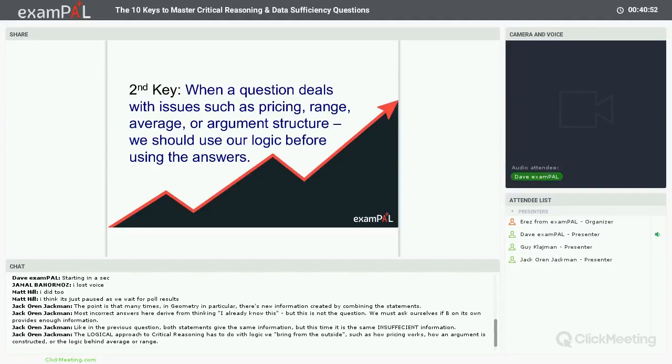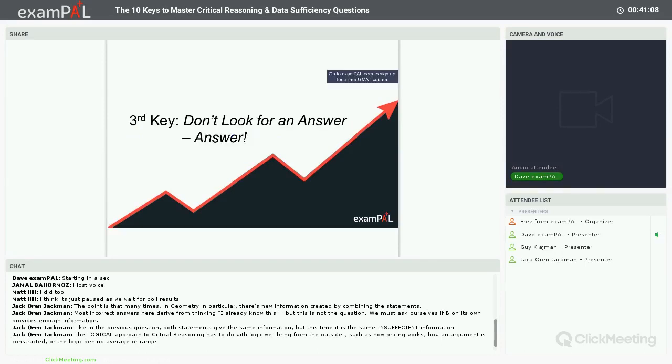And this question showed us what a logical critical reasoning question looks like. We use external business logic, which doesn't appear in the question, but which we know. And in the course, you're going to be exposed to all of the different kinds of business logic that you might need to use in the test. All right, onward. Third key: don't look for an answer, answer.